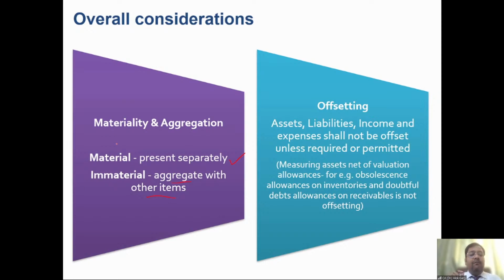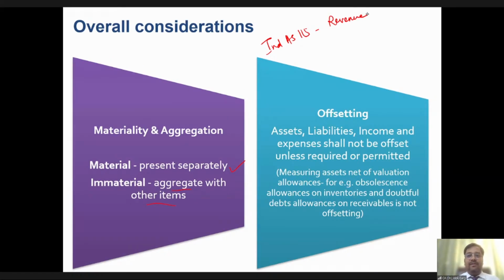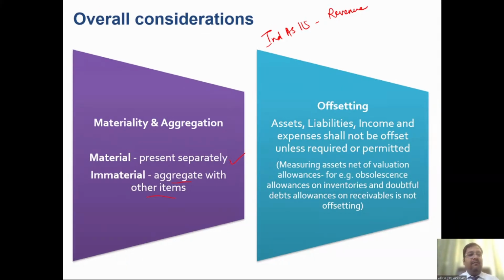For example, when you read Ind AS 115, a standard which talks about revenue accounting, revenue from contract with customers. When you read this Ind AS 115, it says that if there is a trade discount, a volume discount, or discounts given to the customer, revenue has to be recognized net of discounts.